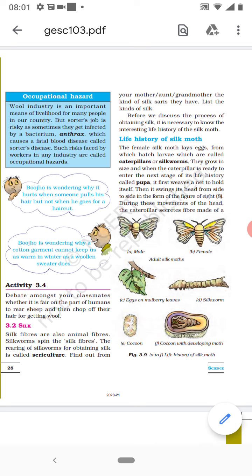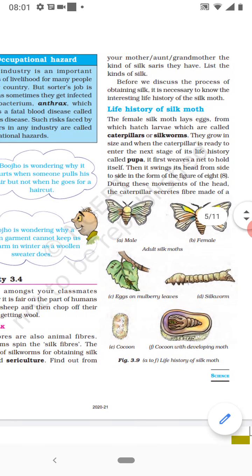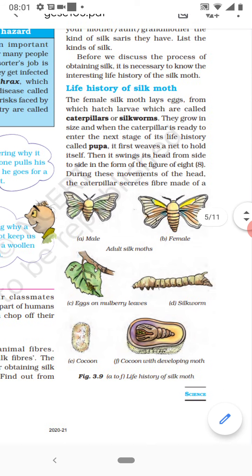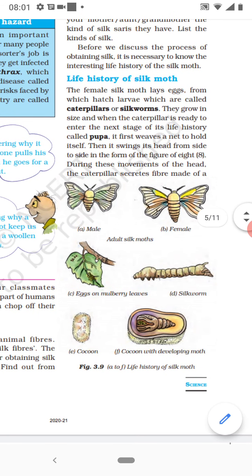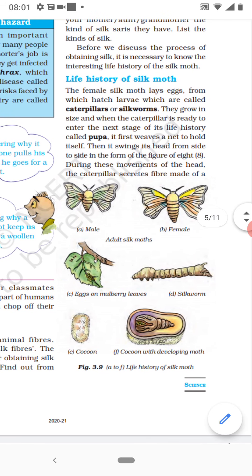The silk yarn is obtained from the cocoon of the silk moth. You can see the figures given in your book. That is the life history of the silk moth.